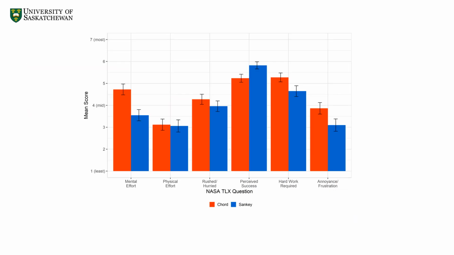After each visualization type, participants completed a RAW-TLX questionnaire, and one-way ANOVAs were then performed on each question using visualization type as the factor, and we found significant difference in terms of mental effort, perceived success, the amount of work required, and the frustration and annoyance caused. And in all cases, the test favored Sankey over Chord.